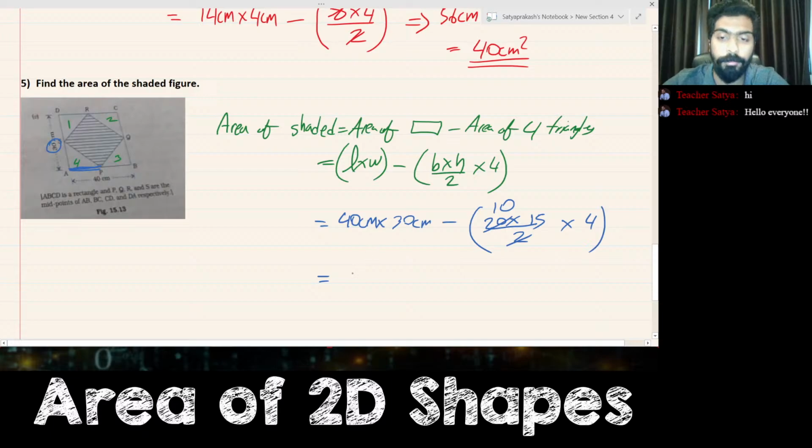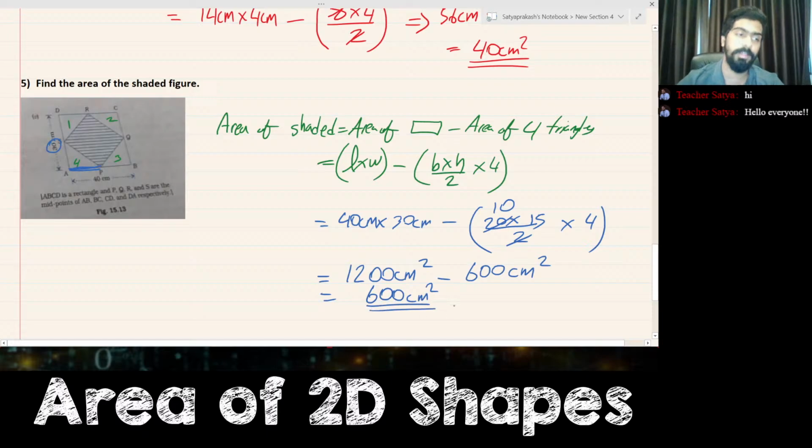Now let's solve it. 40 times 30 is 1200 centimeter square minus, what do we have here? 15 times 10 is 150. 150 times 4 is 600 centimeter square. Therefore, the area of the shaded part will be 600 centimeter square. Alright guys, 600 centimeter square. Now that is how we would find the area of the shaded part in this figure.